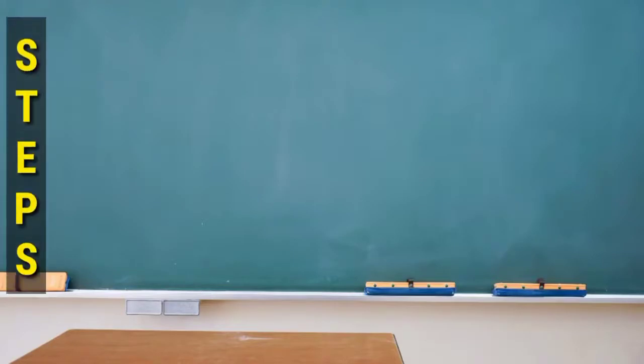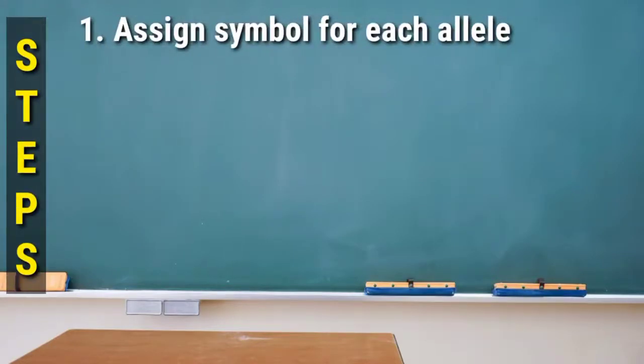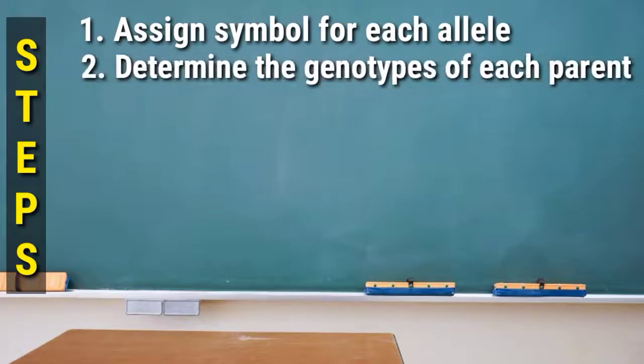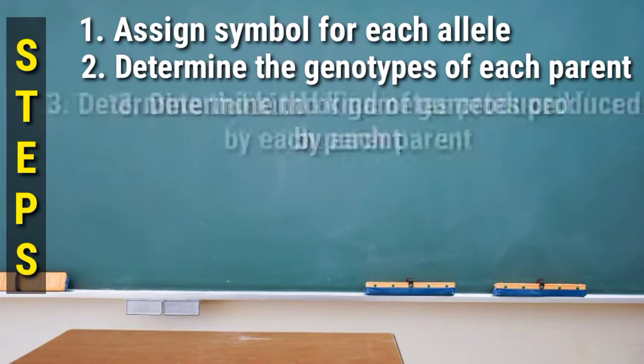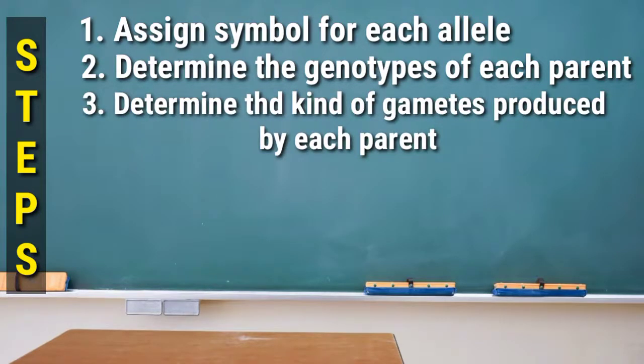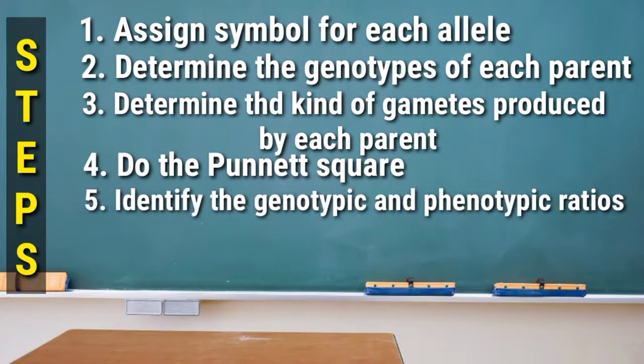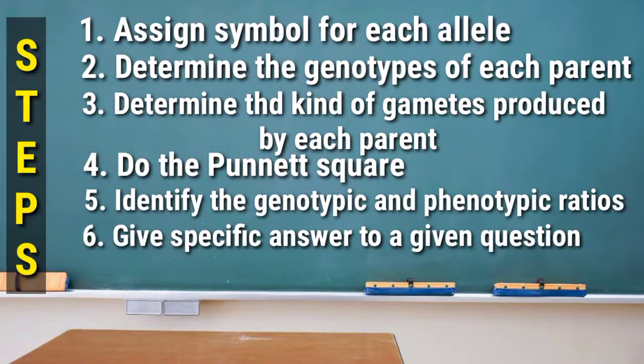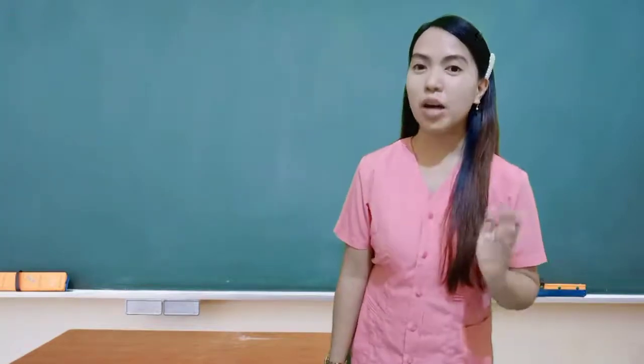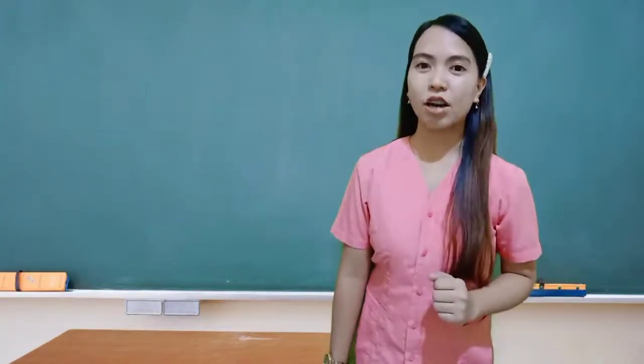Let's recall. Number 1. Assign a symbol for each allele. Number 2. Determine the genotypes of each parent. Number 3. Determine the kinds of gametes produced by each parent. Number 4. Do the Punnett square. Number 5. Identify the genotypic and phenotypic ratios. And number 6. Give the specific answer to the given question from the problem. Now, you can solve the monohybrid patterns of inheritance.